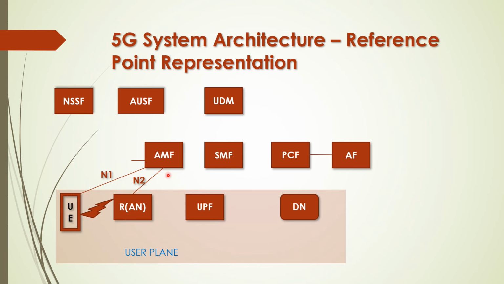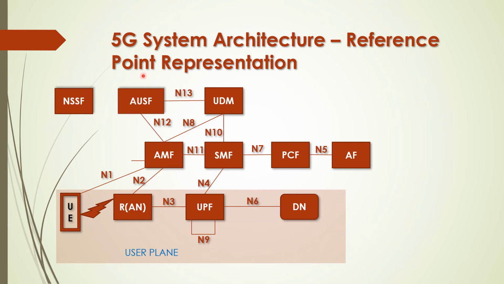Then coming to the interfaces: between UE and AMF, we have the N1 interface; RAN and AMF, the N2 interface; RAN and UPF, the N3 interface; UPF and SMF, N4 interface; PCF and AF, N5 interface; UPF and DN, N6 interface; SMF and PCF, N7 interface; AMF and UDM, N8 interface; UPF to UPF, N9 interface; UDM to SMF, N10 interface; AMF to SMF, N11 interface; AUSF to AMF, N12 interface; AUSF to UDM, N13 interface; AMF to AMF, N14 interface; and NSSF to AMF, N22 interface.